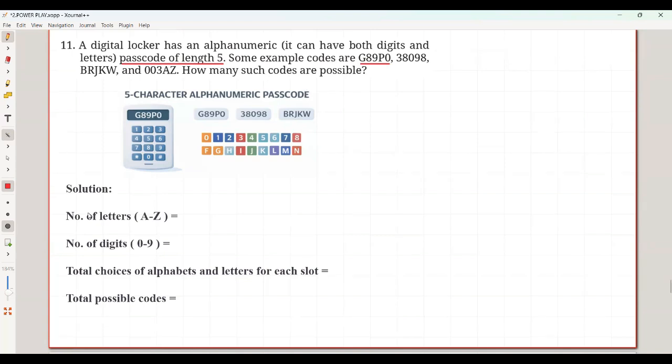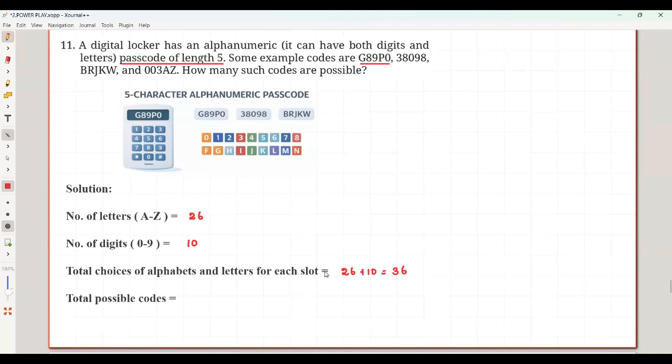First, the number of letters A to Z: we have 26 letters. And the number of digits 0 to 9: we have 10 digits. So the total choices of letters and digits for each slot is 26 plus 10, that means 36. For each slot we have 36 possibilities.